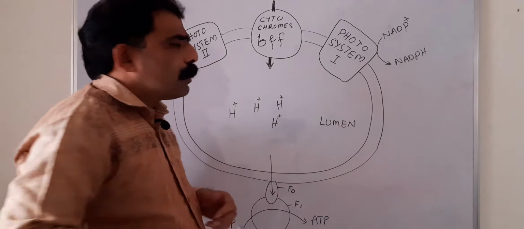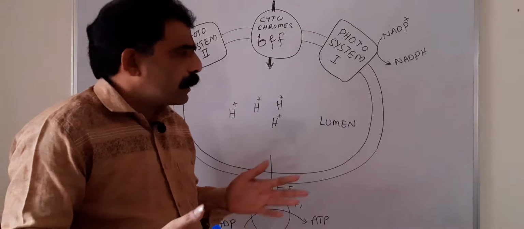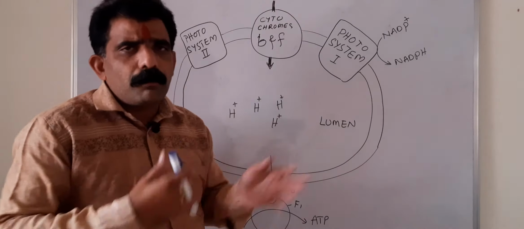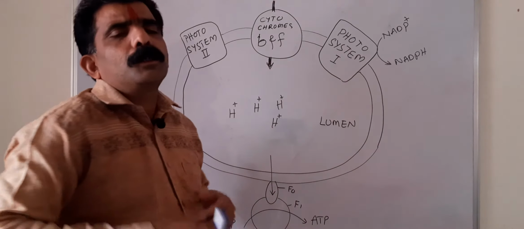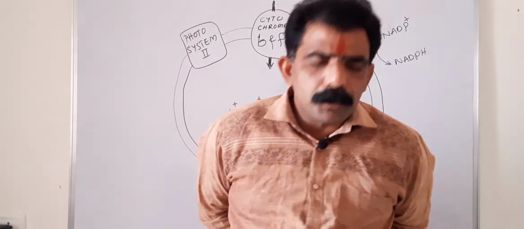The thylakoid consists of a membrane; inside the membrane is the lumen, and outside the membrane is the stroma. So between the stroma and lumen, there must be a proton concentration gradient for the chemiosmotic synthesis of ATP. So how this proton concentration gradient is established, we should know.